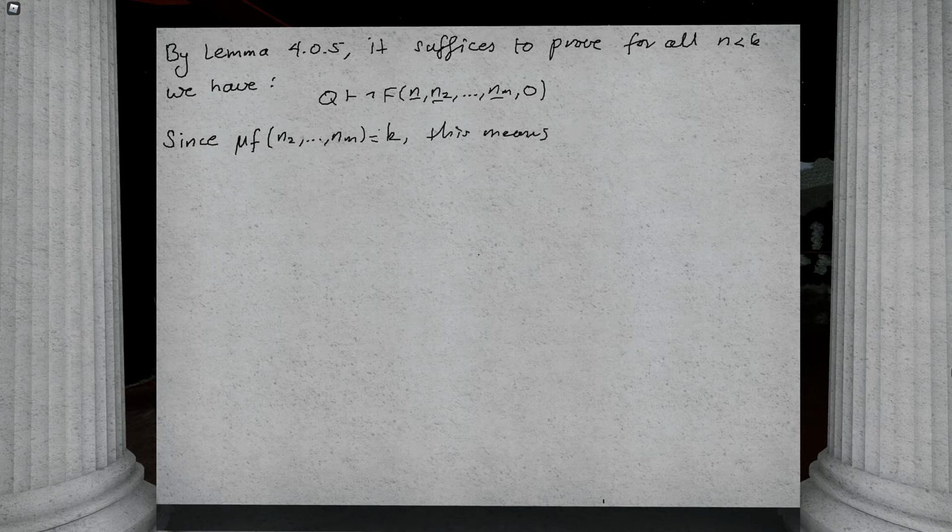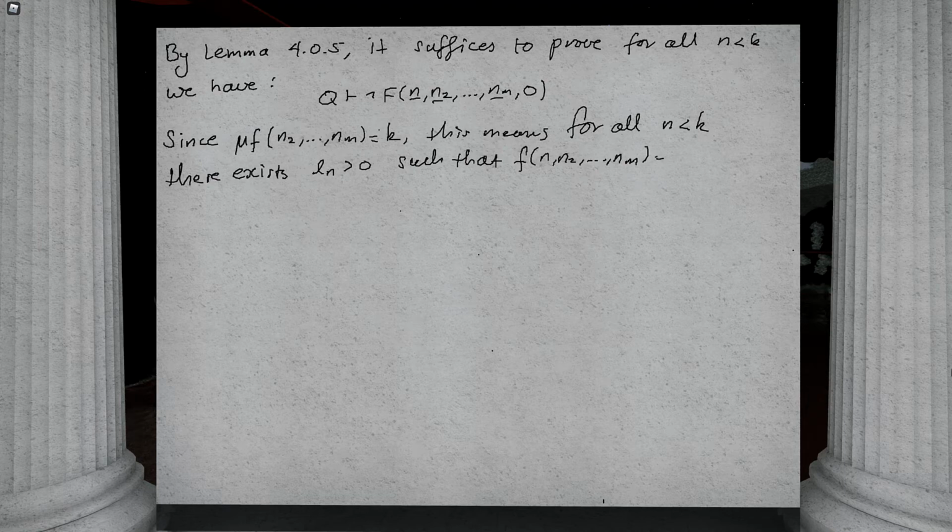Okay, since mu f of N2 up to Nm is equal to K, this means for all N less than K, there exists L sub N, which is strictly greater than 0, such that f of N, N2 up to Nm is equal to L sub N, right?